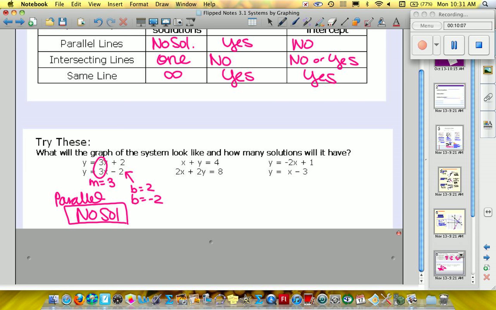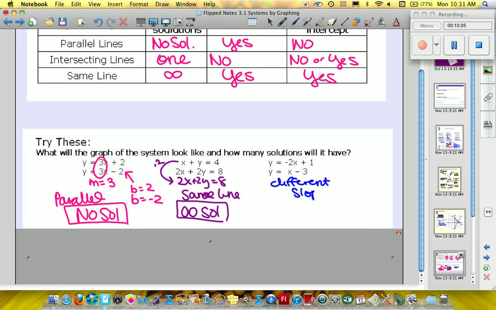This time here, you can notice that if I look at the first equation and multiply times 2, I would have 2x plus 2y equals 8. They're the same equation, so it's the same line. Oops. So this would be infinite solutions. Okay. And then my third one, I can right away see that I have different slopes. So right away, I know that they're intersecting. So I have one solution.